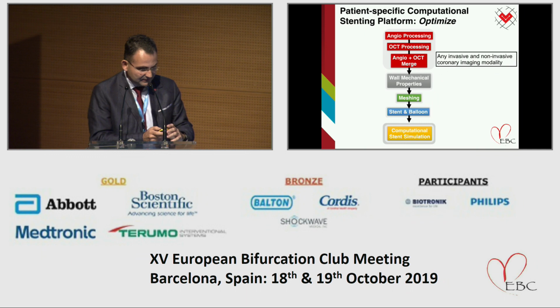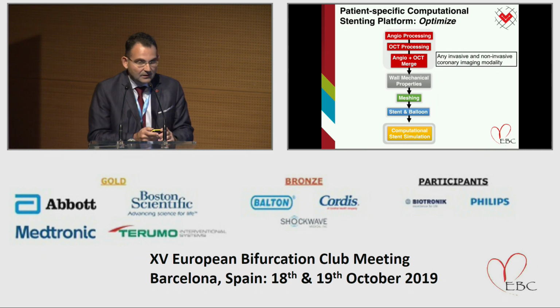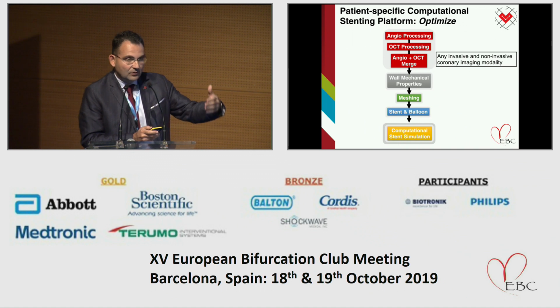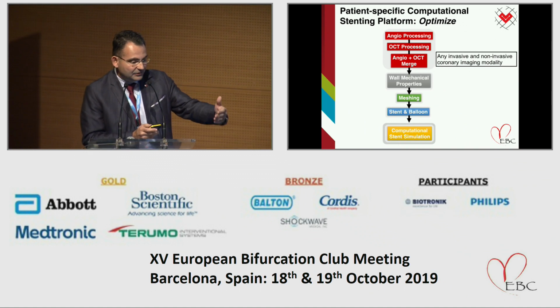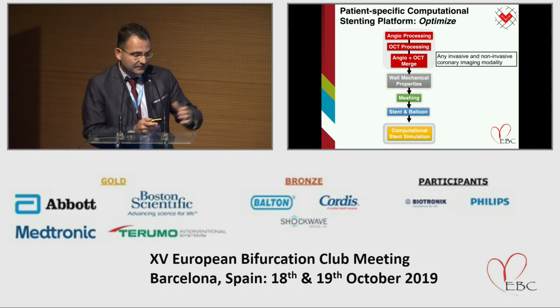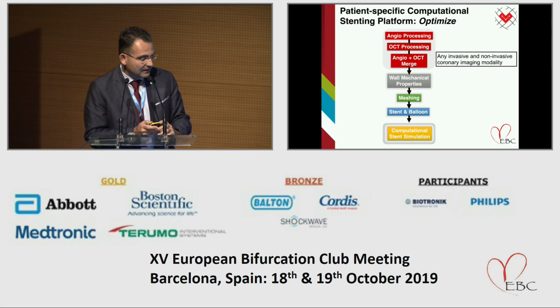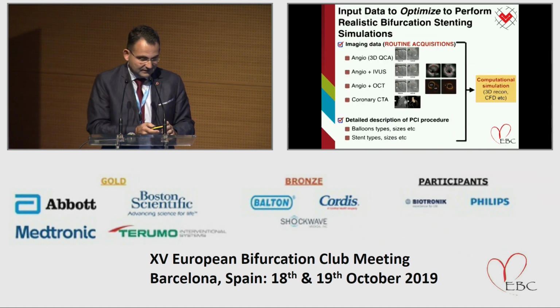So we developed this computational stenting simulation platform. We call it Optimize, and this is the workflow. It processes angio, any intracoronary imaging, IVUS, OCT, or even non-invasive imaging like CT. Then we reconstruct the vessels, we apply mechanical properties of the plaque, we use realistic stents, we mesh the wall and the stents, and then we apply computational stenting simulations.